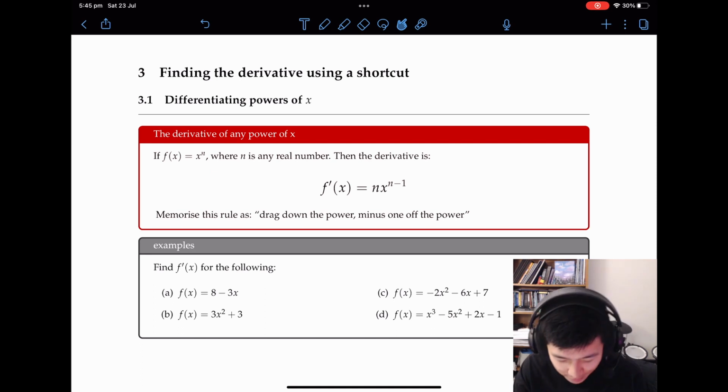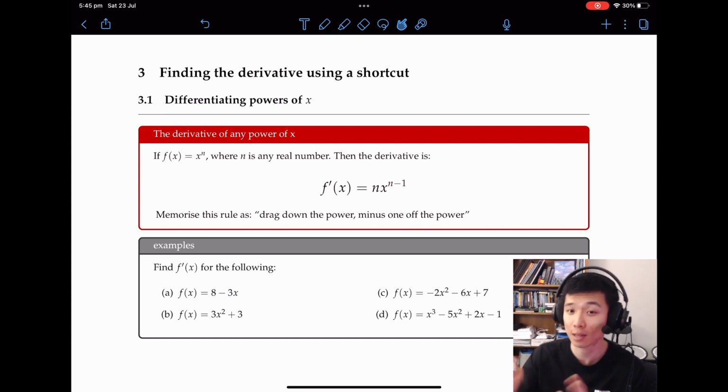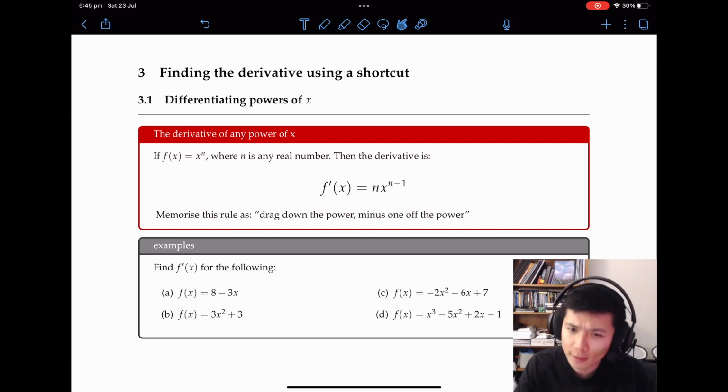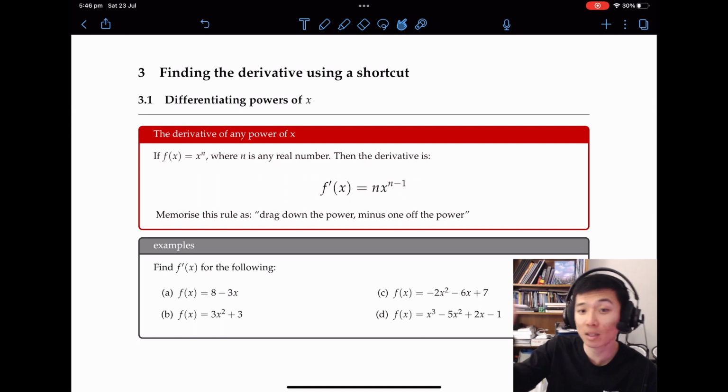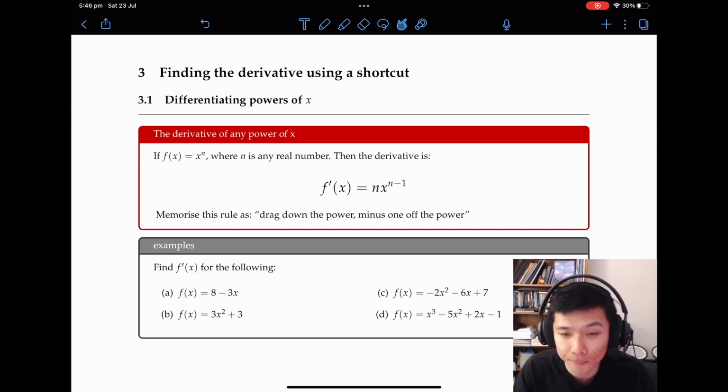Let's begin. We're told that if we have some function that's a power of x, x to the power of some number n, then when we differentiate it to get f dash of x, all we need to do is drag down the power. So the power, whatever it is, we move it to the front, and then we minus 1 off the power.